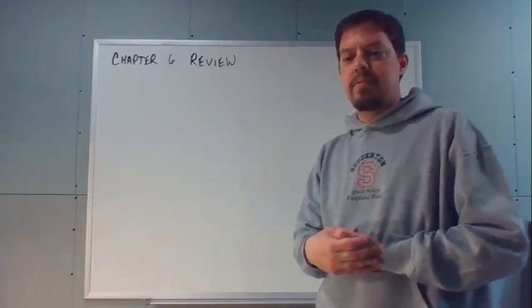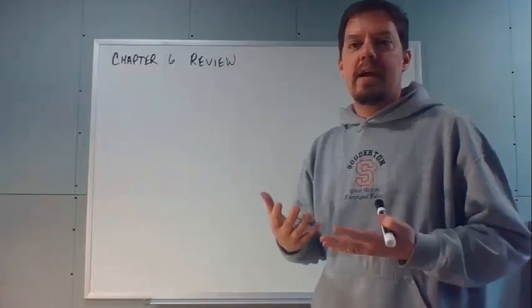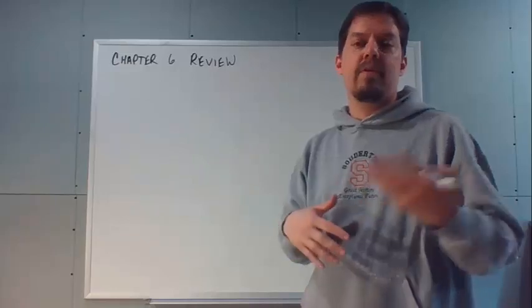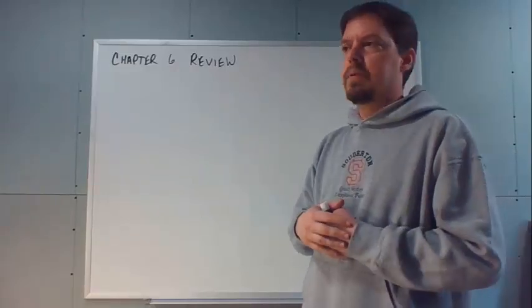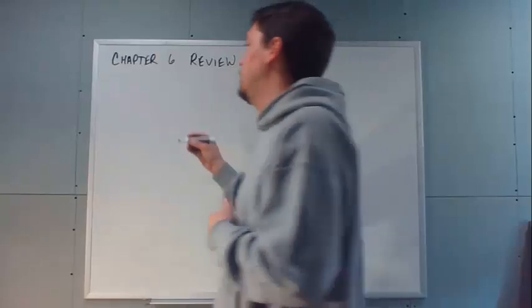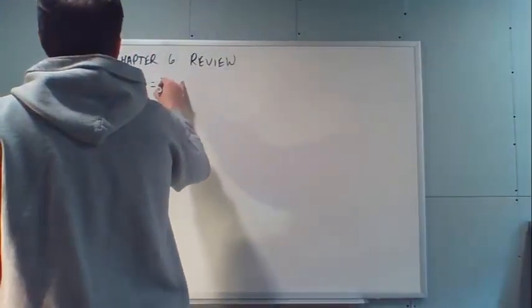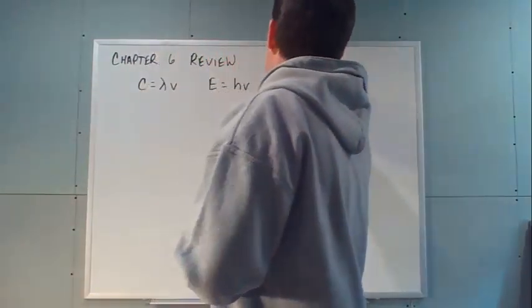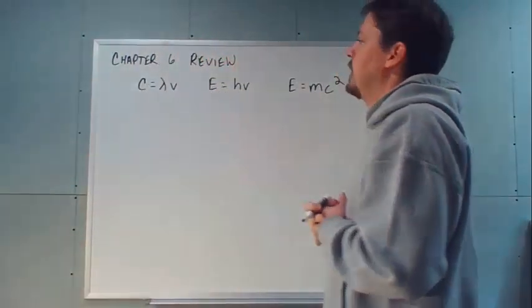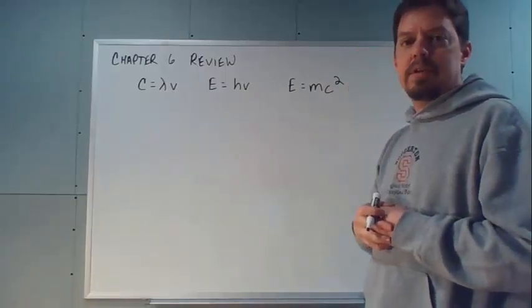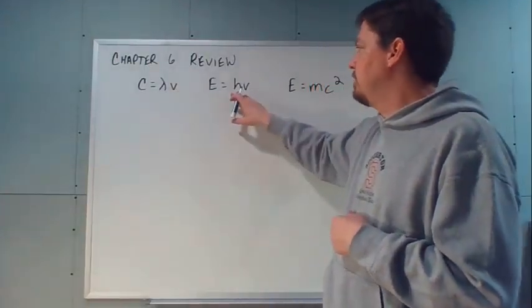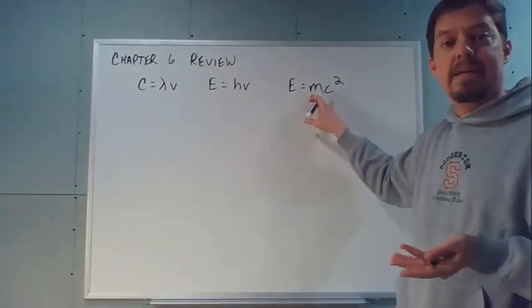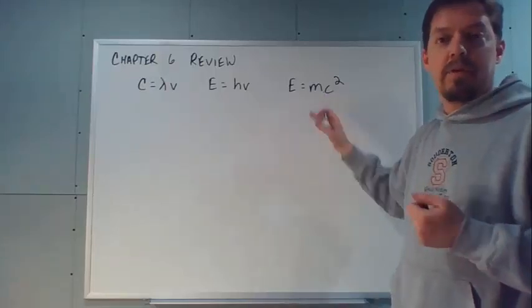So starting with electromagnetic radiation, we needed to have that understanding of the dual nature of light, the fact that light acts like a wave and also acts like a particle. So we get three equations that come out of that. We get c equals lambda nu, E equals h nu, and E equals mc squared. So this is all talking about light as a wave, and then it's taking that wave nature of light and turning it into the mass of a particle. That's really what we're doing.